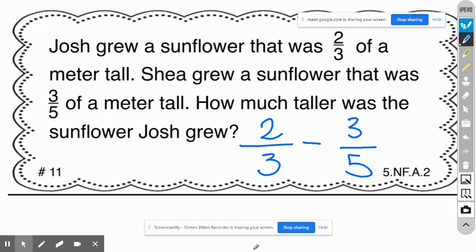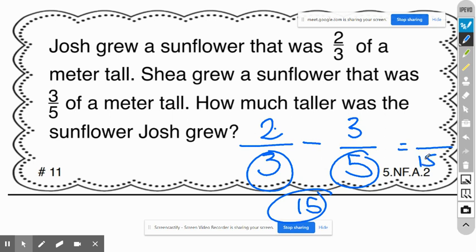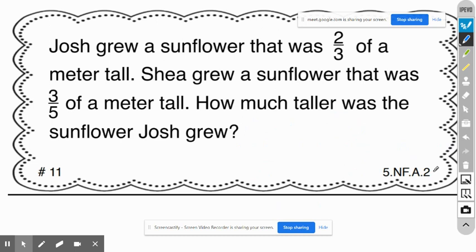Shay's. Now, again, as a reminder, you cannot subtract these two fractions because they do not have the same denominator. If you find the common multiple, it's going to be 15. You have to change these two. And when you subtract, the answer is going to have that 15, and you just subtract the numerators, once you change them as well. Okay, questions?